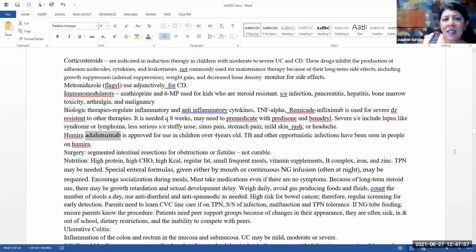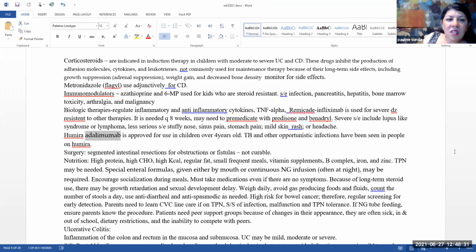Corticosteroids are indicated in induction therapy in children with moderate to severe ulcerative colitis and Crohn's disease. These drugs inhibit the production of adhesion molecules, cytokines, and leukotrienes. They're not commonly used for maintenance therapy because of their long-term side effects, including growth suppression and adrenal suppression. Weight gain and decreased bone density can occur. You do want to monitor for side effects of corticosteroids.